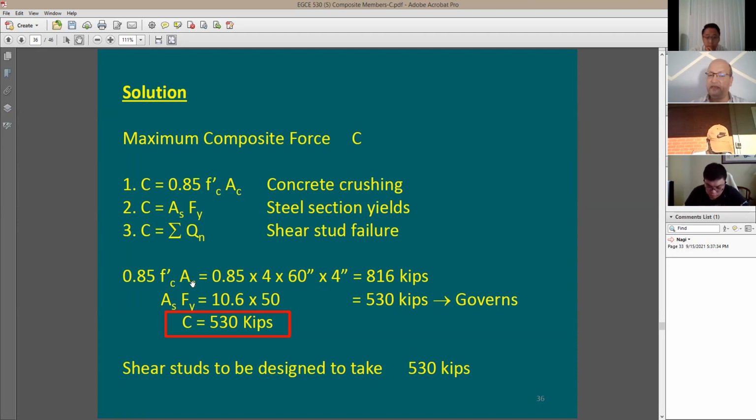0.85 times f'c times Ac, right? 0.85, 4 ksi, 60 times 4 is going to be 816. But As times Fy is going to be equal to 530 kips. Now the maximum force that you can really develop in concrete or steel is not going to be this 816. Reality is going to be 530 kips only. So when I say the maximum force that you can develop in both of them, it doesn't mean you take the 816 and say this is the maximum force I can develop in the concrete. Because the maximum actual force that you can develop in this specific beam is going to be the 530 kips, and this is what you need to design the studs for. So here we go. Shear studs will be designed to take the 530 kips, and that's it.